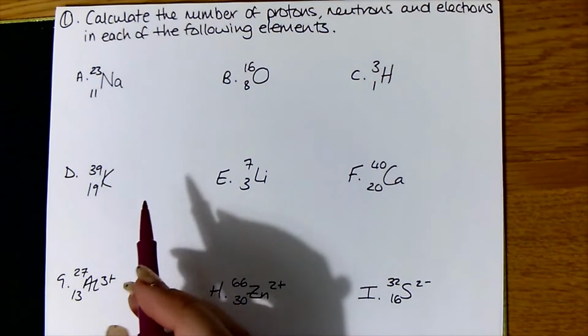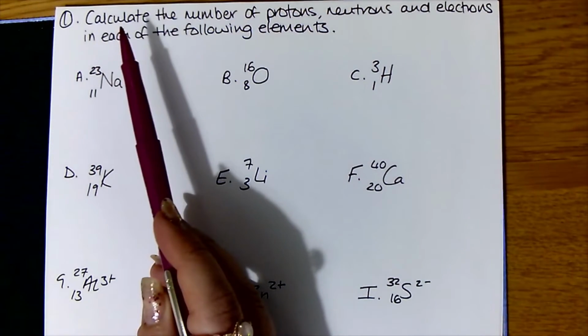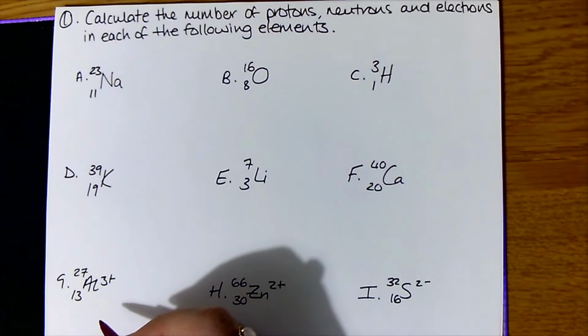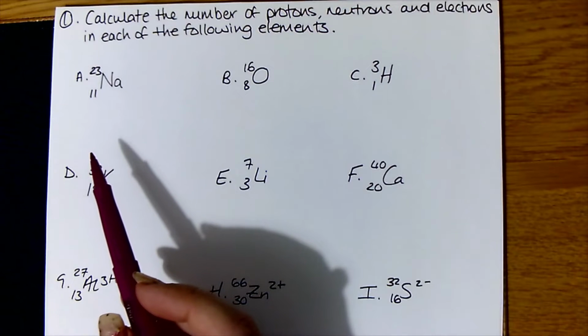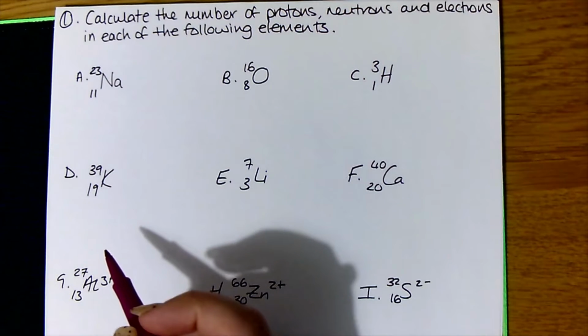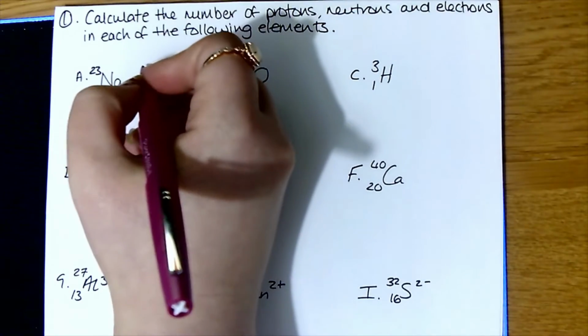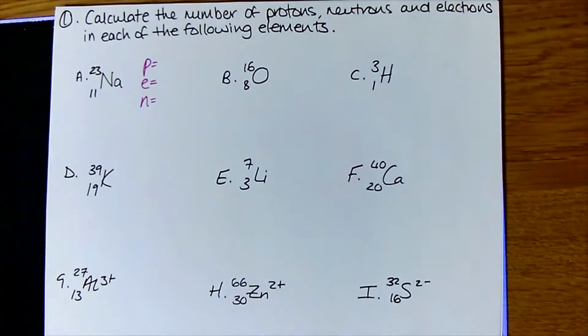Let's work through some examples for writing Nuclide notation. So here for example 1, we can see: calculate the number of protons, neutrons and electrons in each of the following elements. So here you're given the Nuclide notation and you're asked to work backwards and to write out the number of the subatomic particles. The way I always do this is I think pen, and I write that down outside, and then I start to work through.